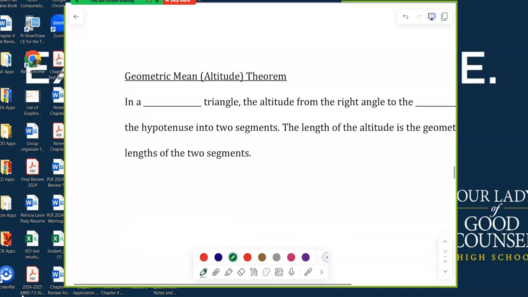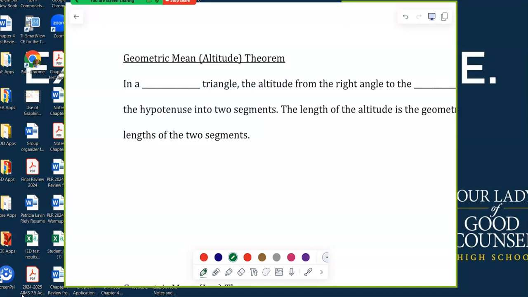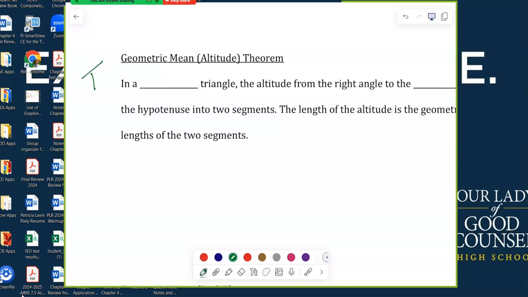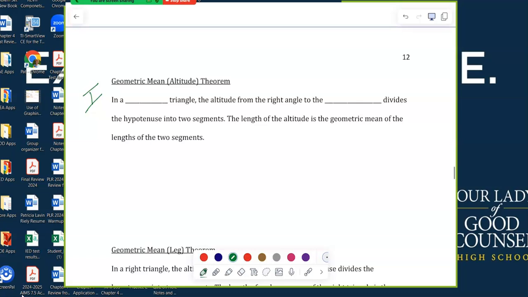Okay, let's continue with the notes. Remember I said that the geometric mean is a kind of an average. So let's see what I mean by that by taking some more notes. Here's the first thing I want to think about. I'm going to make this my point 1: the geometric mean as it pertains to altitude.